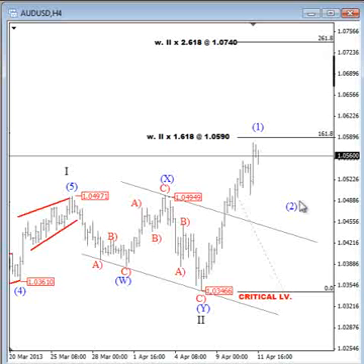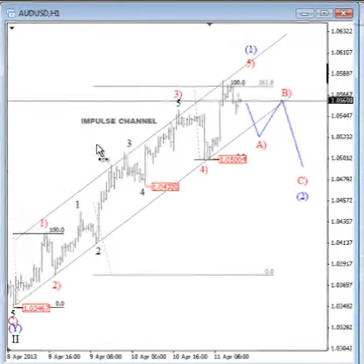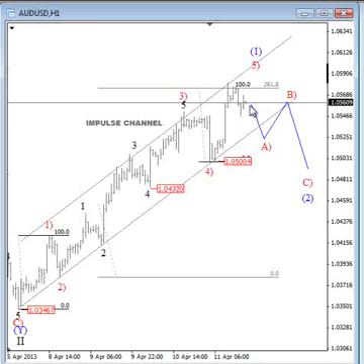The reason why I expect a pullback is on this Aussie dollar 1-hour chart, where we can count 5 waves up. This is wave 1, wave 2 pullback, extended wave 3, wave 4 pullback, and now wave 5 in progress. Just a second, maybe this wave 5, we will see another push higher here.